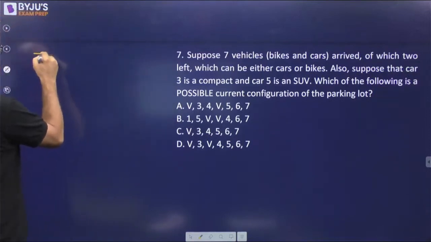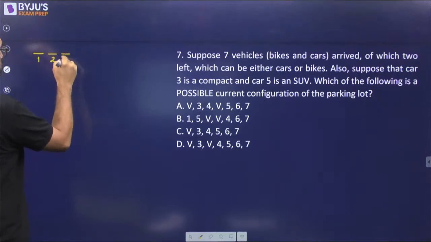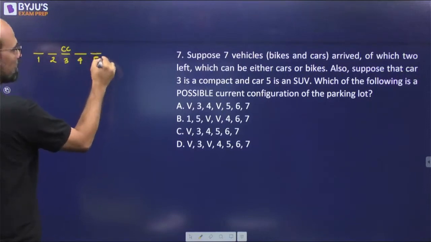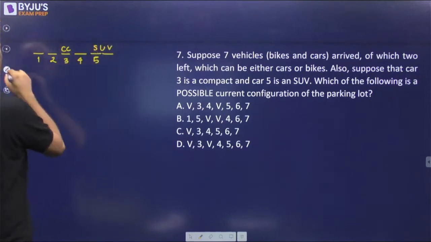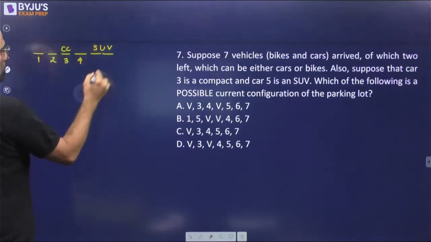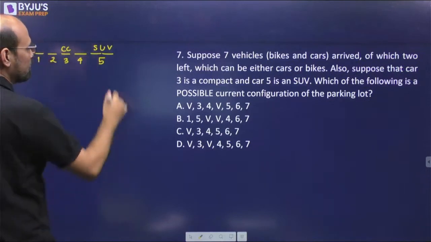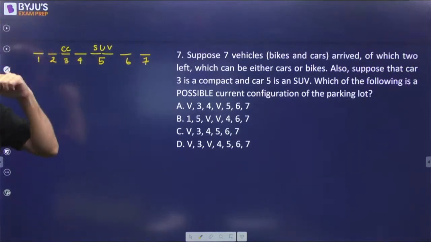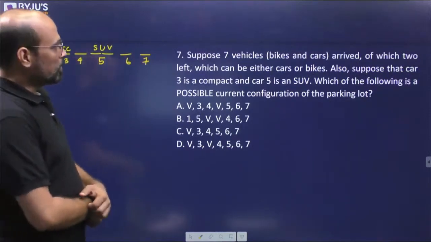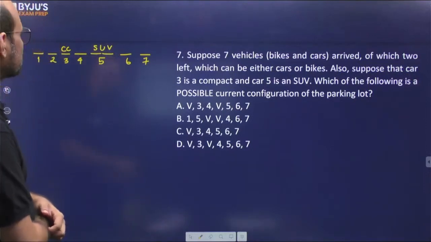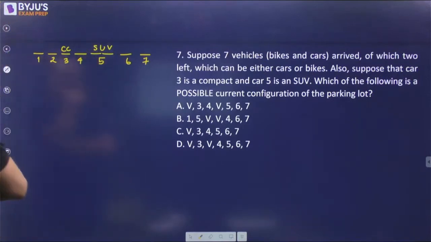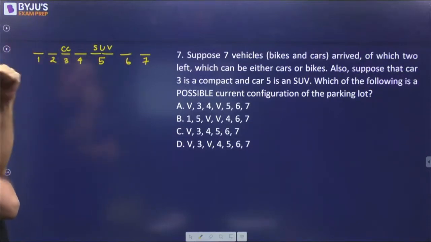So we don't know about 1, we don't know about 2, we do know about 3 being compact car. We don't know about 4, we do know about 5 being an SUV, so it will pick up 2 parking spaces. So this is 5, and then we have a 6 and we have a 7. If 1 is an SUV, it will pick up 2 parking spaces. Which of the following is a possible current configuration of the parking lot? अब इनमें से 2 को चले जाना है.